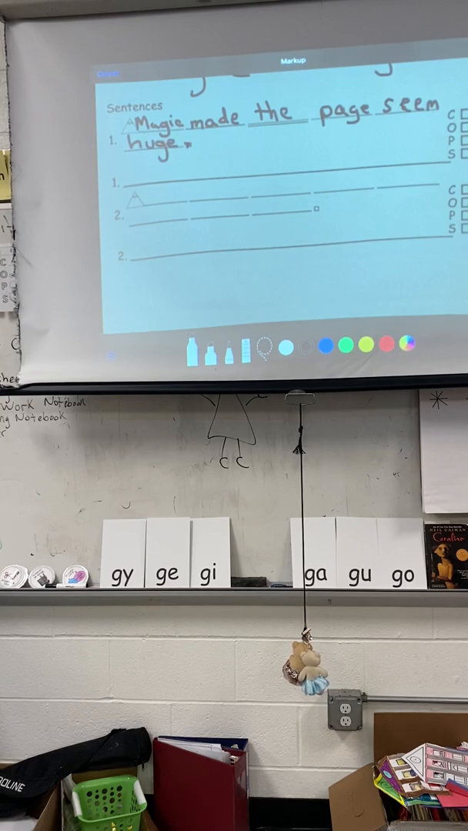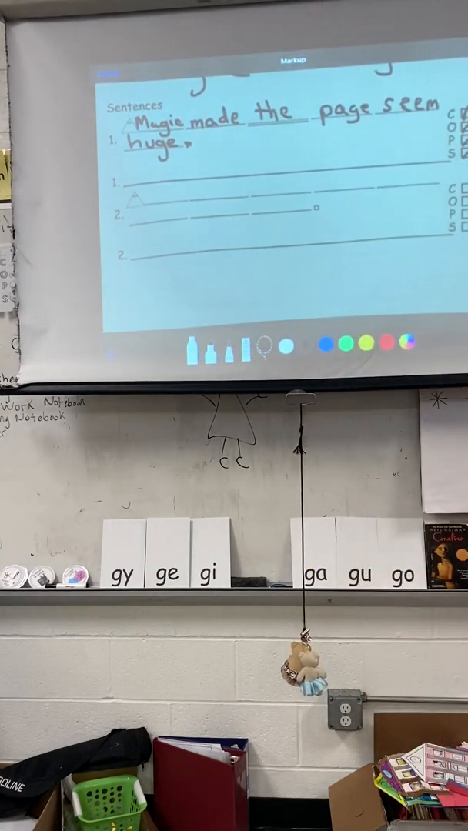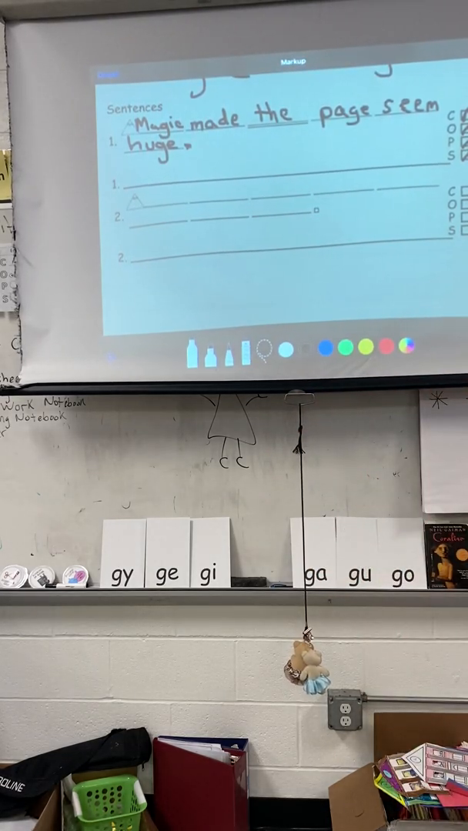Okay, and a period. Checking for COPS, you should have a capital letter on that M there, magic. Order: checking that you don't have a fragment. Magic made the page seem huge, and everything's in the right order. Punctuation: put your period there. And your spelling. Rewrite, then please check for COPS a second time in your rewrite, making sure you have a capital letter and your punctuation.